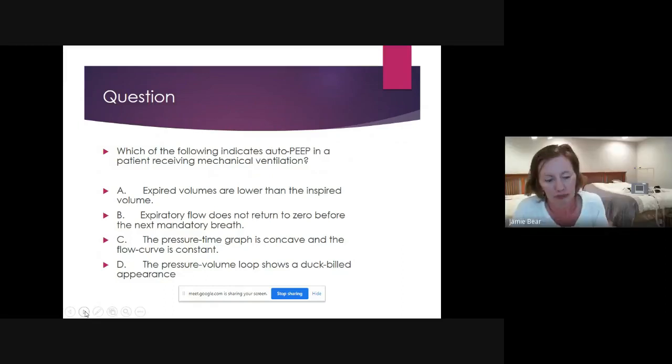B. Yep, absolutely. B as in boy, expiratory flow does not return to 0. If expiratory volumes are lower than inspiratory volumes, that indicates a leak in the system. If the pressure time graph is concave and the flow curve is constant, probably inspiratory flow is not adequate. The pressure volume loop showing a duck-billed appearance shows overdistension in the lungs. So yeah, this was a good one.